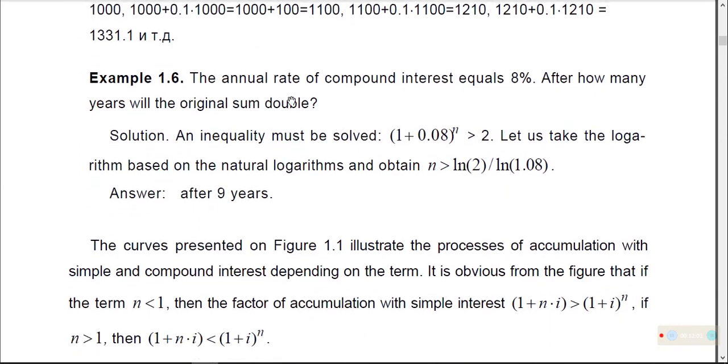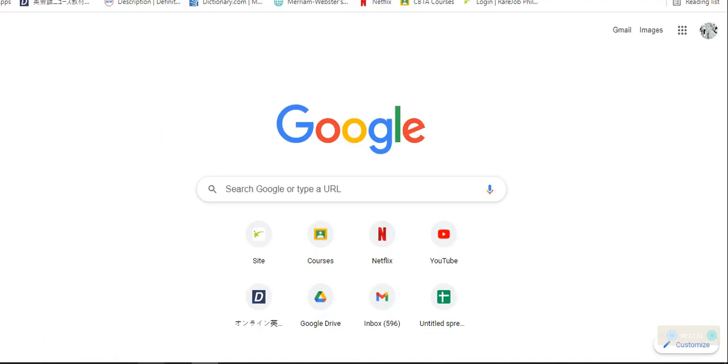So the annual, punta tayo kay example 1.6. So the annual rate of compound interest equals 8%. After how many years will the original sum double? Ito yung interesting na part kasi gagamit na tayo ng logarithmic functions. So paano nangyayari or paano natin nagagamit ang logarithmic functions?